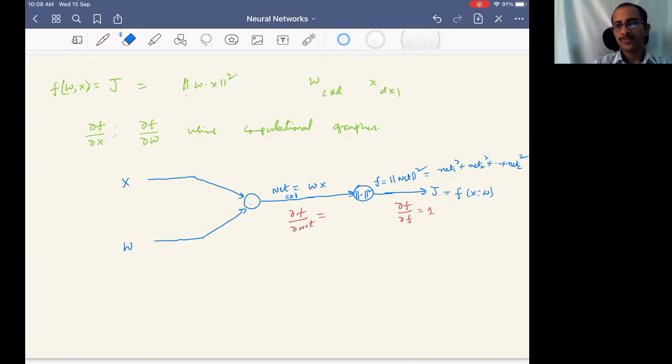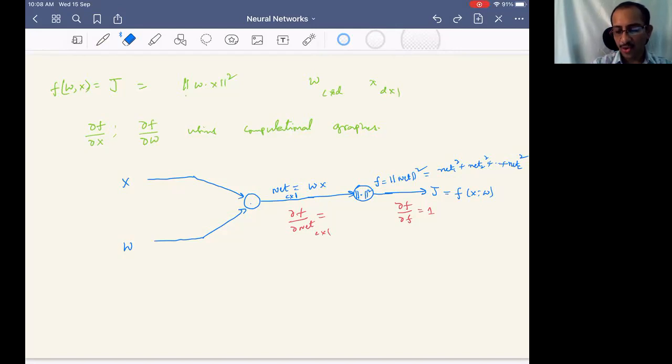It should be a vector. It is a vector, sir. It is a vector of dimension what? C cross 1. Fine. So this is C cross 1.